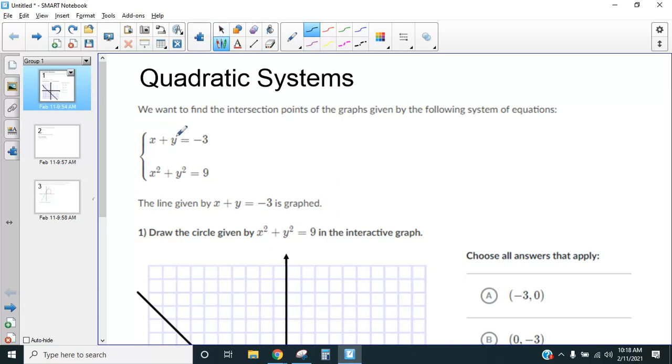Somebody pick one of these, x or y. Y. All right, so we're going to solve for y. If I solve for y, I'm going to move x to the other side. Just like that. And you can write that however you want, in whatever order. Then we're going to substitute.